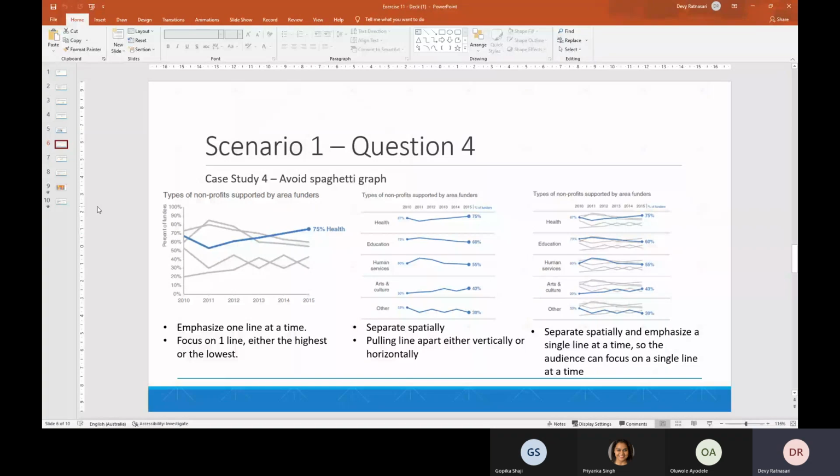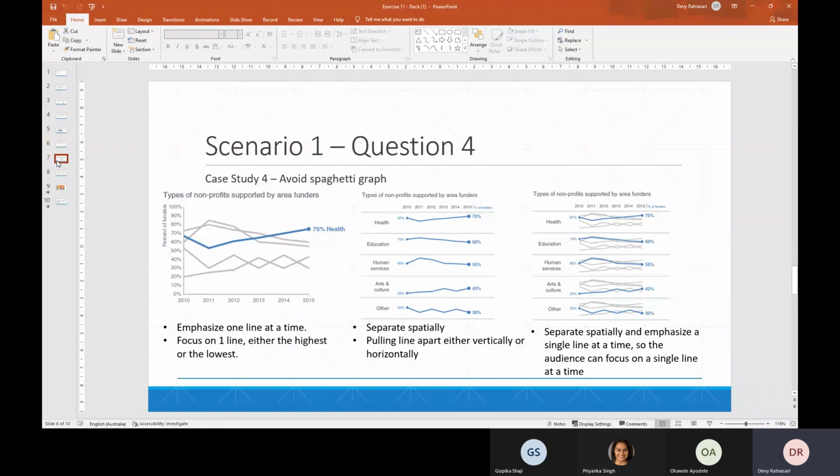The second option that we can do is separate spatially by the categories and then pull them apart either vertically or horizontally. By this, it's easier for the audience to see by the categories how they grew by time, periodically. And then the last one is separate spatially and emphasize a single line at a time. So basically, it's a combination of the first one and the second one. So the audience can focus on a single line at a time. It's also slightly highlighting as well. They can see the comparison at the same time.